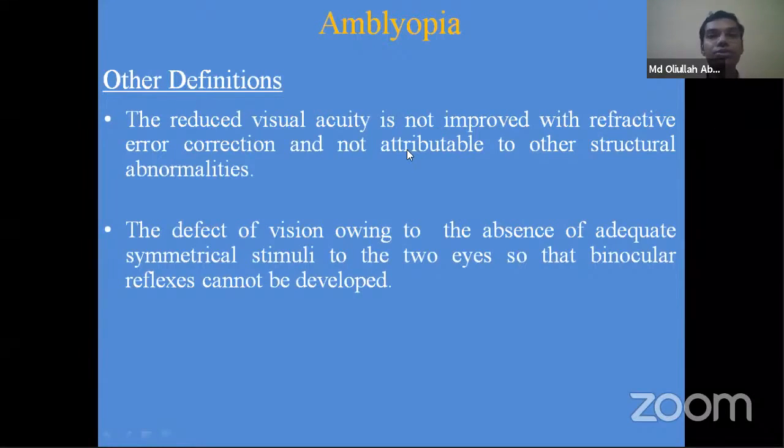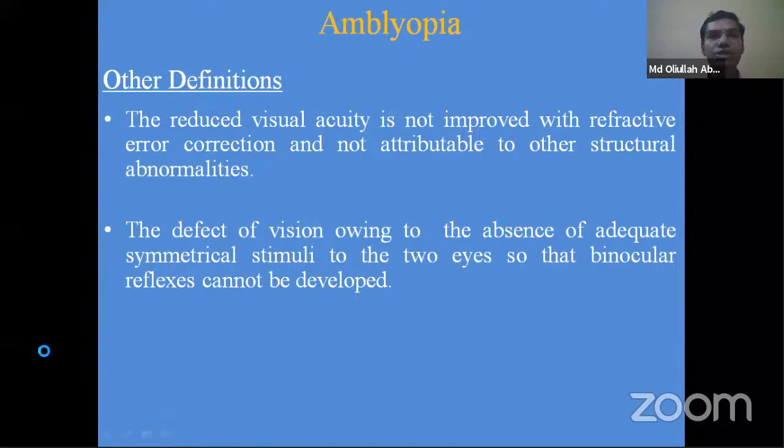The defect of vision owing to the absence of adequate symmetrical stimuli to both eyes, so that binocular reflexes cannot be developed. Now coming to the last definition, though it is not very common, it is talking about the binocular stimulus when it gets affected, so the patient is likely to get abnormal visual development and response in the visual cortex.